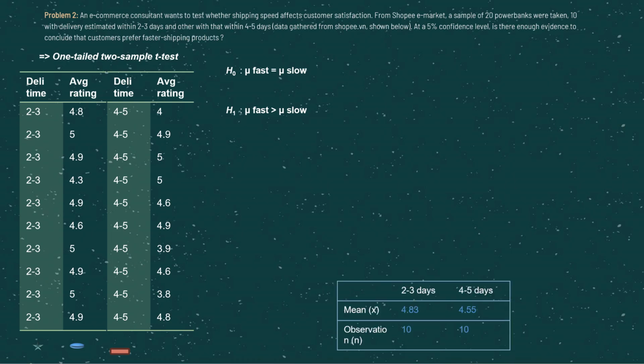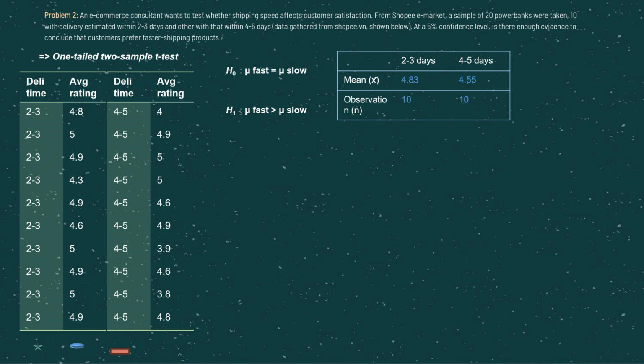Now we have a table showing the mean of the 2 groups and the observations. We can see that for each group we have 10 samples, hence the equal observation value. But here, the mean for the fast delivery estimated time is 4.83, and for the 4 to 5 days group is 4.55. To calculate this value is pretty easy. You just need to sum all of this up and divide by the observation value, which is 10. We got these.